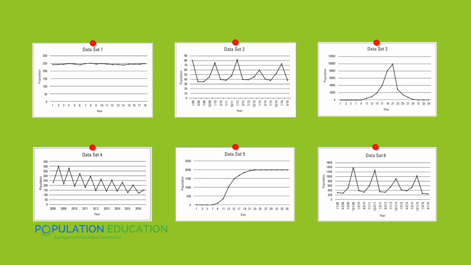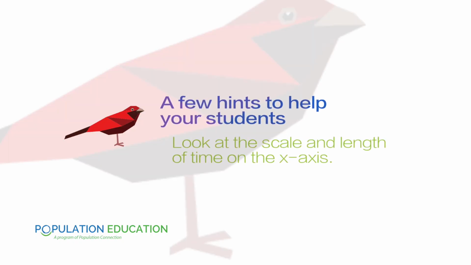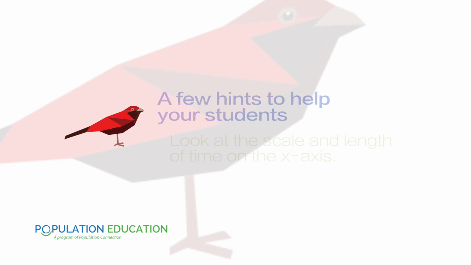Once all the graphing is complete, students will need to decide which species matches with each data set and graph using their evidence. They can do a gallery walk to make sure they get a chance to see every single data set graphed before making their decisions. If anyone is stuck, here's a few hints that could help them out. One is looking at the scale and the length of time on the x-axis. Is it measured in years, hours, days?